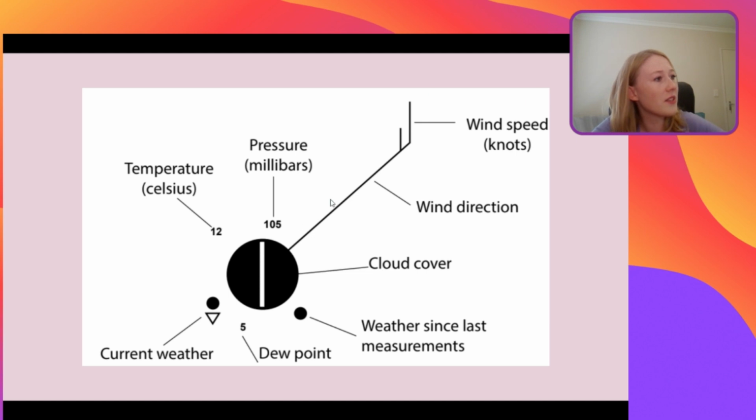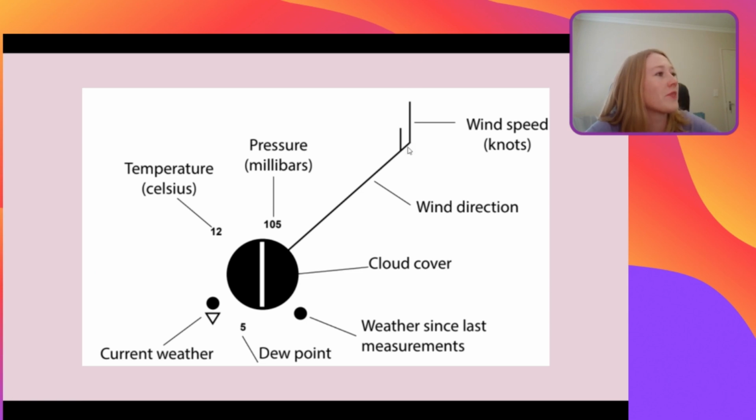Okay, then this tail with these little feathers, that tells you the wind speed and the wind direction. For the wind direction, we use north, east, south, and west. So this is pointing between north and east, so it's a northeasterly wind. Fairly simple. If it's pointing that way, it would be a westerly wind.